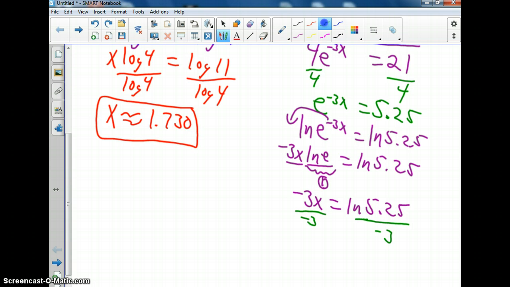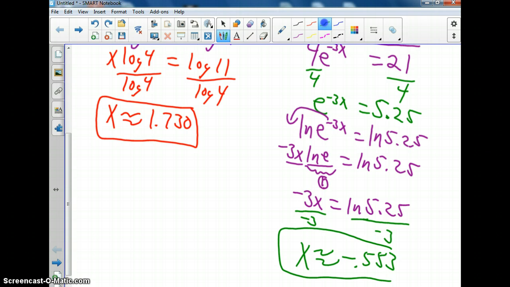All right, so now go to your calculator and punch in natural log of 5.25 divided by negative 3, and then round it to the third decimal place, right? And you get x is going to equal approximately negative 0.553. Right, negative 0.553 is correct. There you go. Look at that.